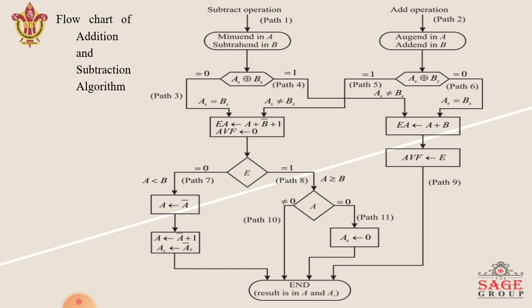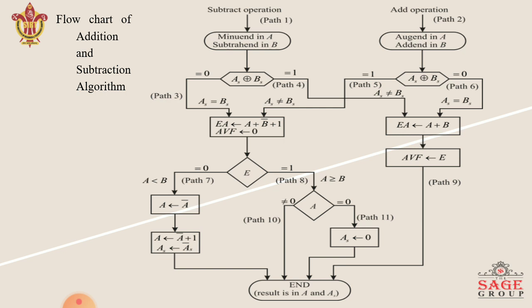and the algorithm is AND. And if we got the value of E equal to 1, then we follow the path number 8, and this is the condition that A is greater than or equal to B. In that condition, we check the value of A. If A is not equal to 0, then the algorithm is AND. And if A equal to 0, so means 0 goes to AS and the algorithm is AND.